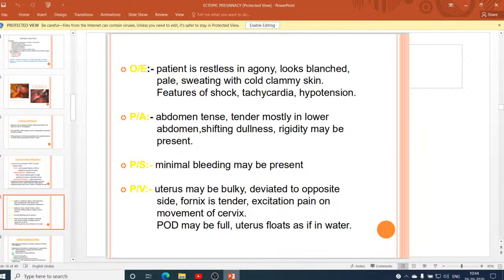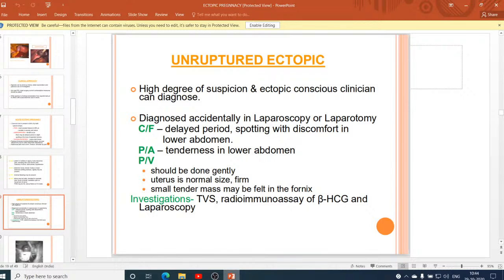Fornix is tender. Cervical excitation, pain on movement of the cervix. POD may be full, that is, pouch of Douglas may be full. It will be like fullness of the pouch. Something will be there, either hematoma or blood. Uterus floats as if in water.